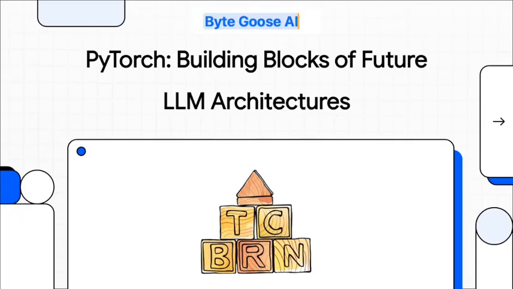All right, let's talk PyTorch. You see it everywhere. It's basically the engine behind so much of modern AI. Today, we're going to tear it down to its studs.